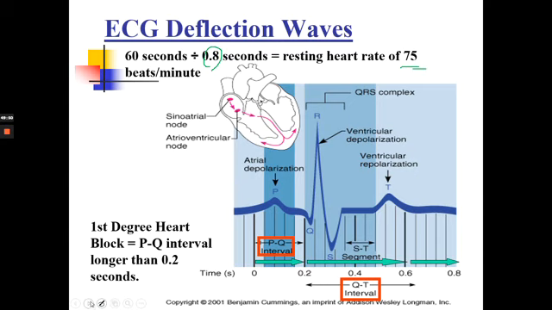First degree heart block: the PQ interval is longer than 0.2. Second degree is also longer than 0.2, but some P's are followed by QRS and some are not, with regular irregularity. Third degree heart block, called complete heart block, has complete dissociation between P's and QRS. The P waves are independent of the QRS. The heart rate is usually between 15 to 40 beats per minute.